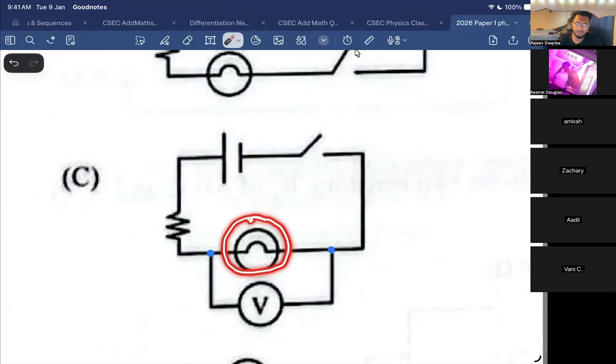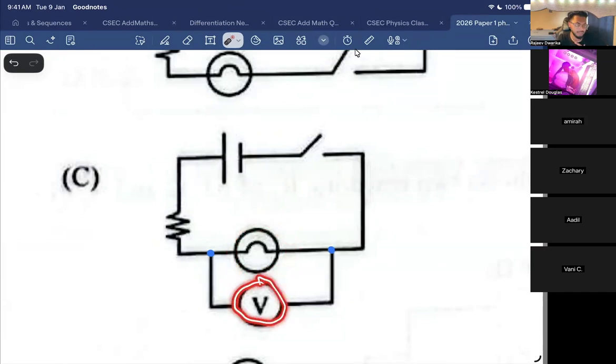Ammeter. Nah. Ammeter would be that. This is actually a bulb. This is the bulb. Yeah, that is the bulb.